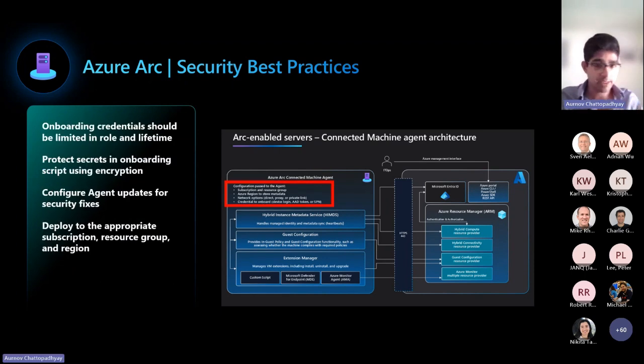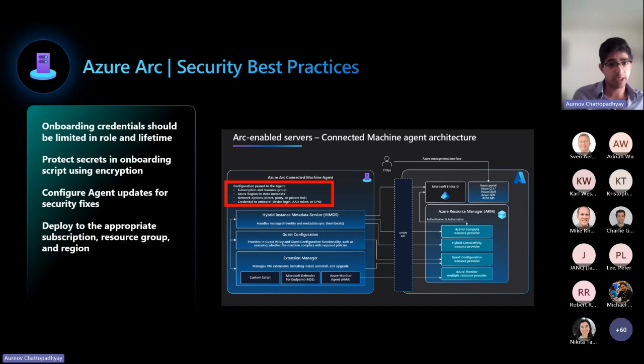So we'll go ahead and start with onboarding time, right? With the onboarding to Azure Arc, what's really critical is limiting the role and lifetime if you're using a service principal identity and using that connected machine onboarding role. So we have that specific connected machine onboarding role that restricts your RBAC capability to just onboarding that Arc server.